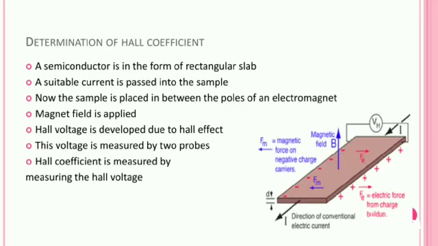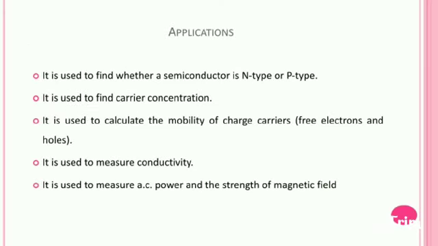Now we'll see how the Hall coefficient is determined. A semiconductor sample is taken in the form of a rectangular slab. A suitable current is passed through the sample. Now the sample is placed between the poles of an electromagnet. Now the magnetic field is also applied. Hall voltage is developed due to the Hall effect. This voltage is measured by two probes and the Hall coefficient is determined by measuring the Hall voltage.